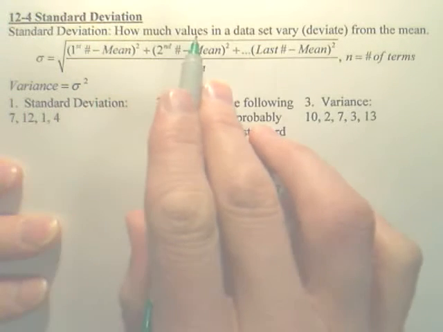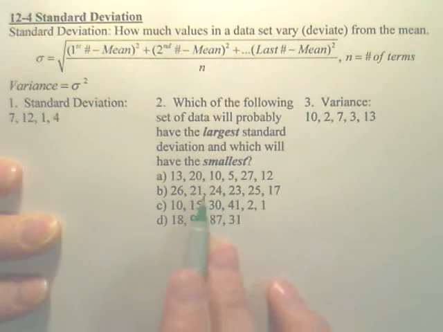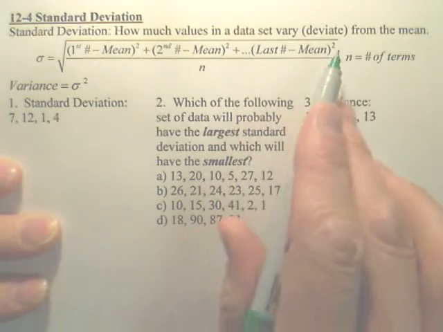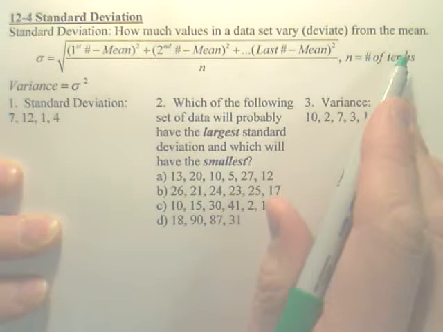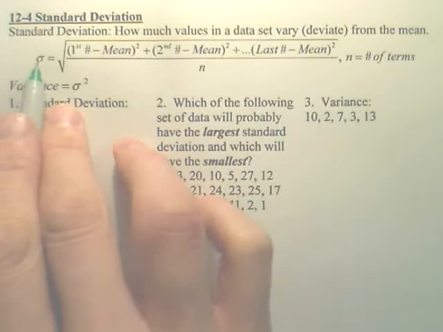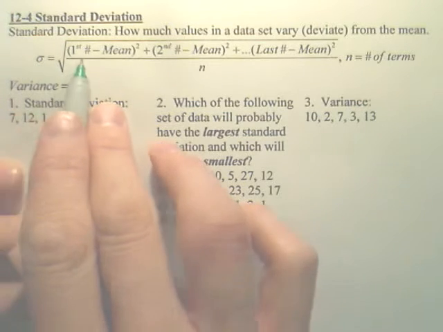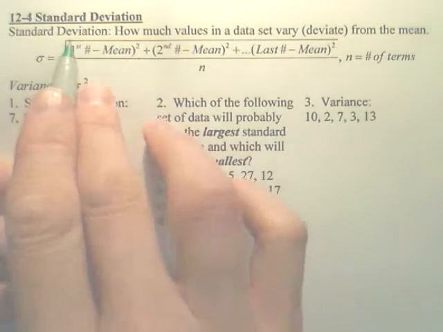Standard deviation is how much values in a data set, here's a data set, vary or deviate from the mean, the average. How spread out is the data? That's what standard deviation means. To find standard deviation, you're going to take a big, huge square root.